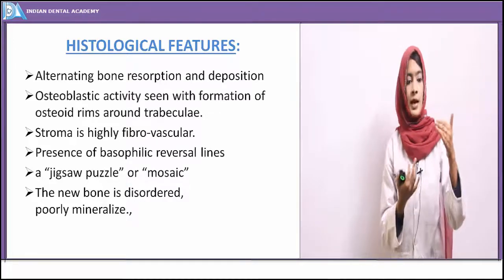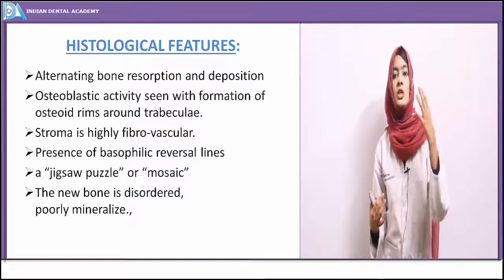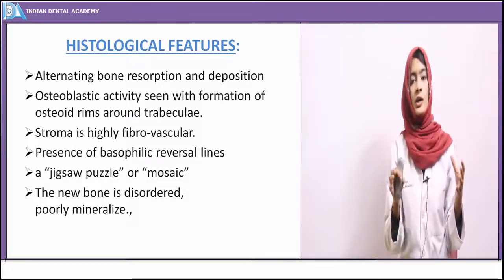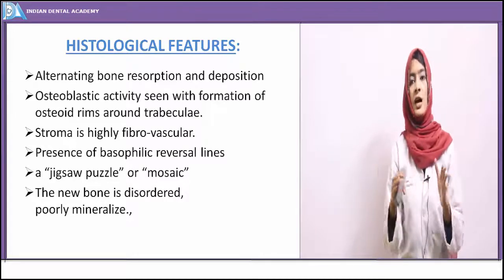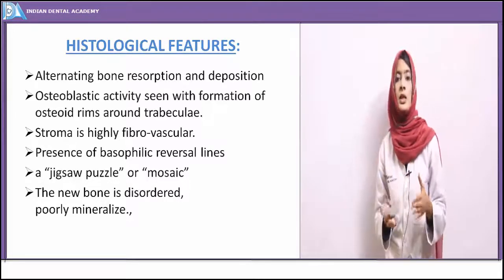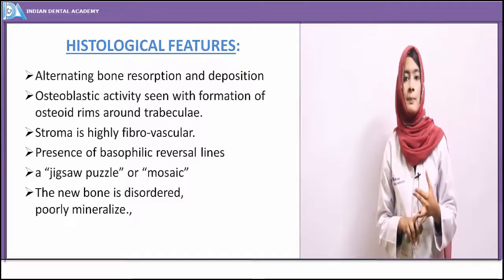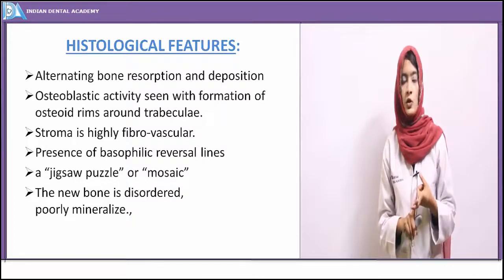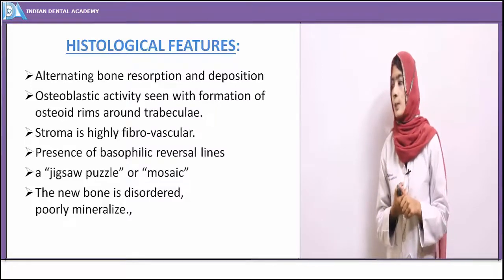So this pattern of resorption and deposition occurs continuously. What happens is here and there a few bone fragments are left out. Triangular shaped bone fragments are left out. They give the appearance of a jigsaw puzzle. So that pattern is called the jigsaw puzzle or the mosaic pattern of bone. One is the radiological appearance of cotton wool appearance. The second is the histologic appearance of jigsaw puzzle.